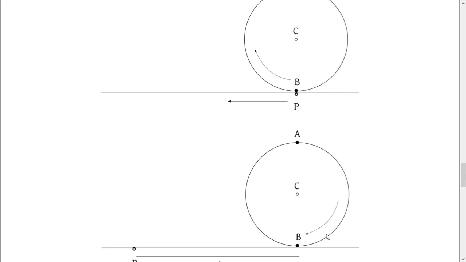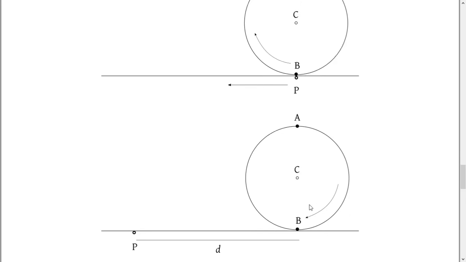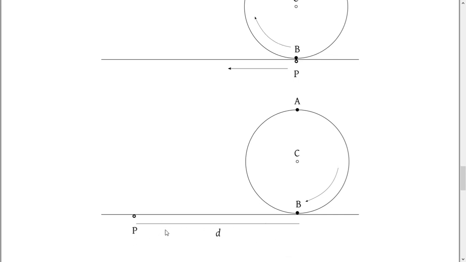Let's say B makes one full turn, and during that time P has moved forward by distance d. P's velocity is v, right? So v equals d by t. That is clear. P's velocity is v because the surface is now moving left with a velocity v. And since the distance traveled is d in time t, v equals d by t.